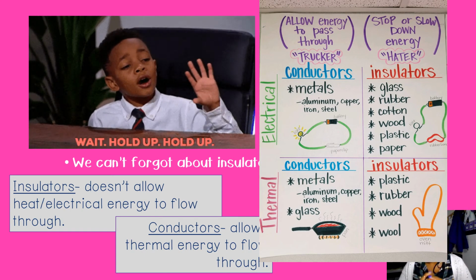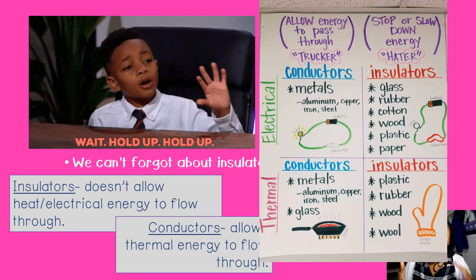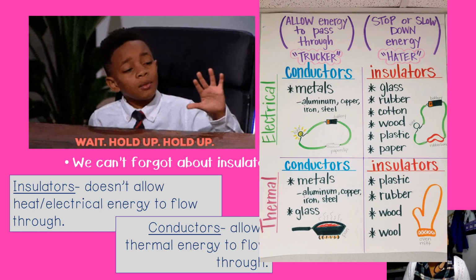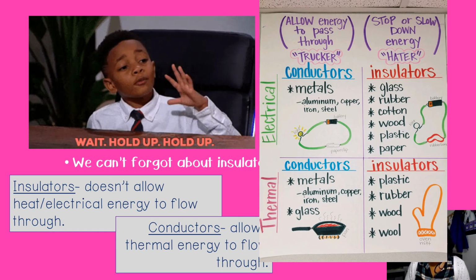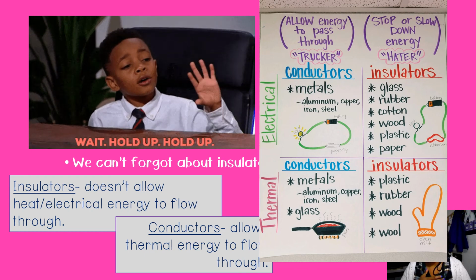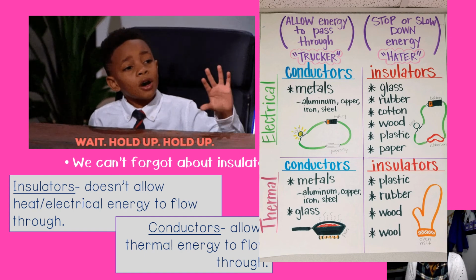Glass holds on to heat. When you cook, if I were to put my glass pan into the oven, I would not be able to touch it because it's allowing that heat energy to pass through. It's coming directly from the glass to me. Thermal insulators hold on to that heat. It kind of slows it down.